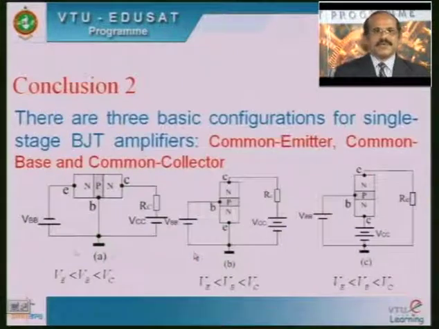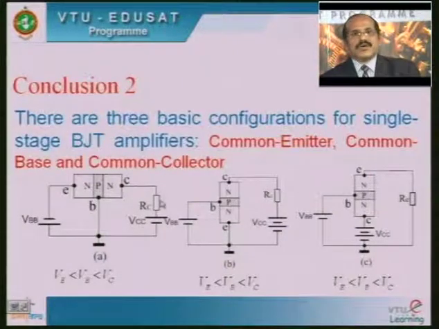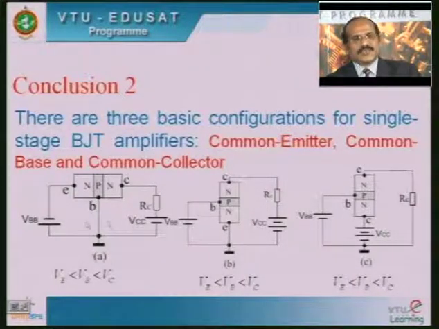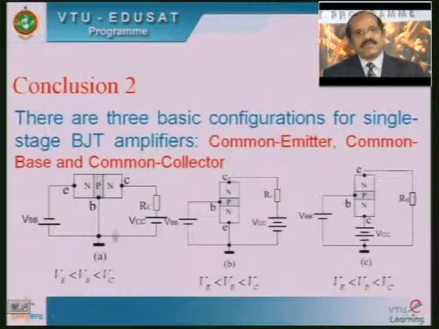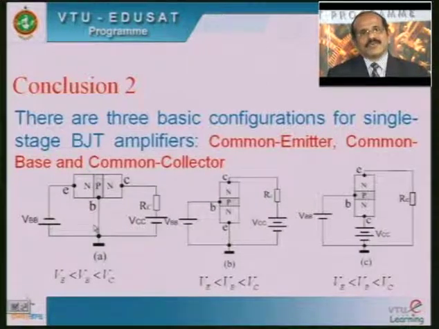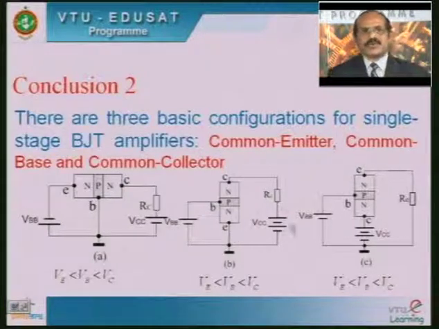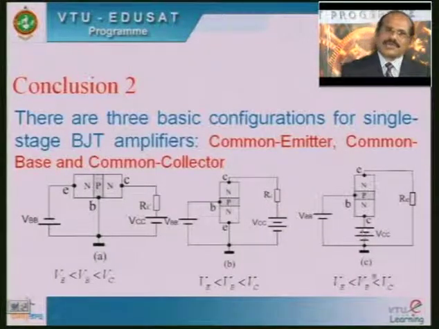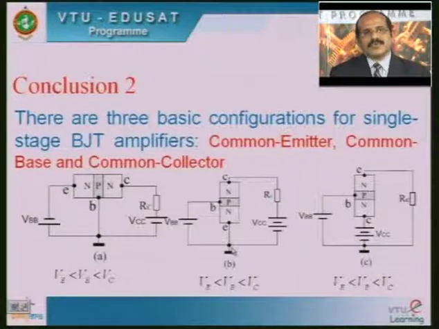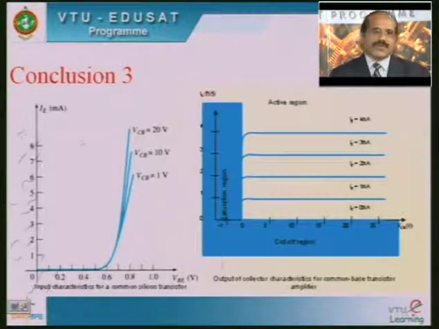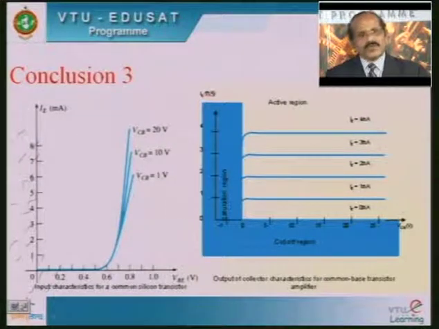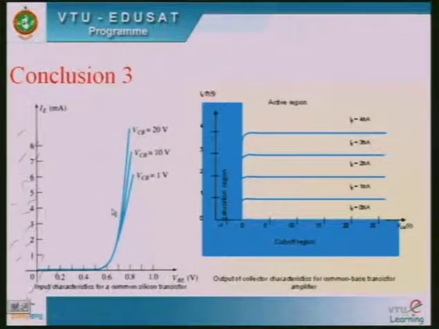This can be equated to IC equal to beta DC times IB. Similarly, we came to know about the three basic configurations of a single stage BJT amplifier. To fit the BJT into a 2-port network, one terminal has to be made common. If base is common to both input and output, you get a common base. If emitter is common to both input and output, it is a common emitter configuration. If collector is common to both input and output, it gives rise to common collector configuration. We also discussed the input and output characteristics of the common base configuration.